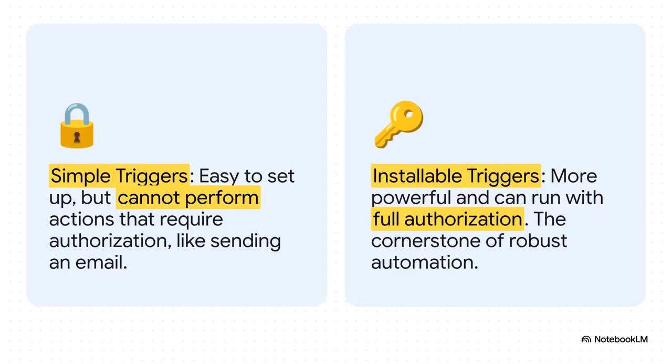Now, to make these scripts truly automated, we use things called triggers. Simple triggers, like onEdit, are easy to set up, but they're limited. They can't do things that need special permissions. For real power, you need installable triggers. These can run on a schedule, say every hour, and crucially, they can be authorized to do things like send emails or connect to other services. They are the heart of any true hands-off workflow.